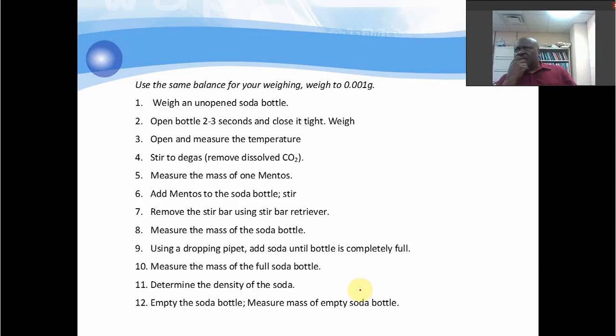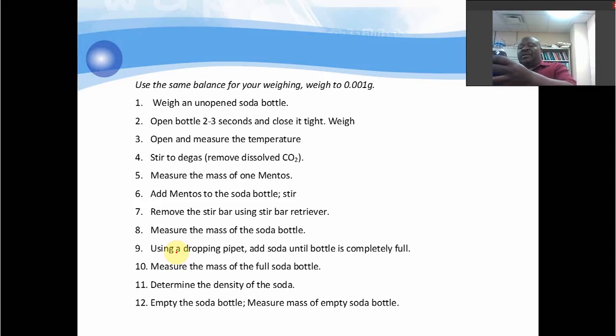Will the mass change? Why? What has come out? Anyway, and then after that you open it and measure the temperature of the Pepsi, right? So open it, measure the temperature of the Pepsi.